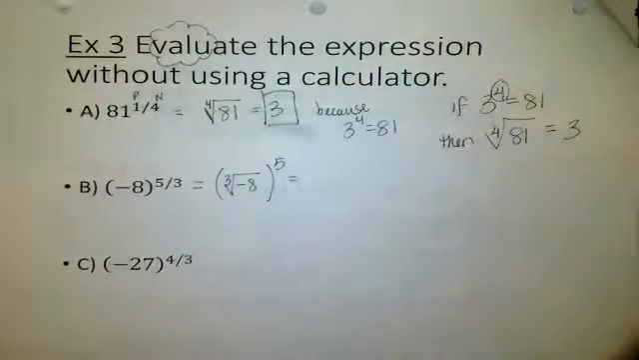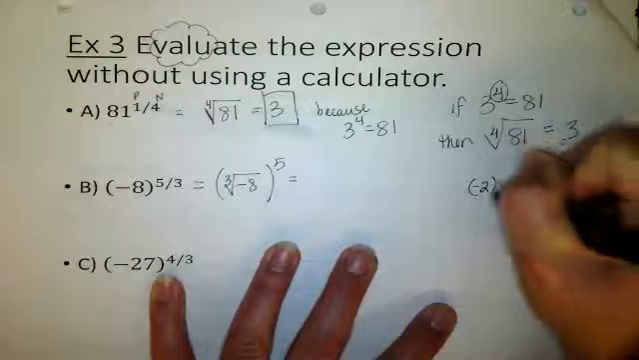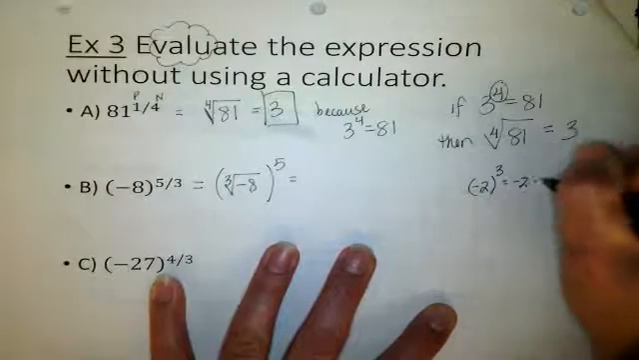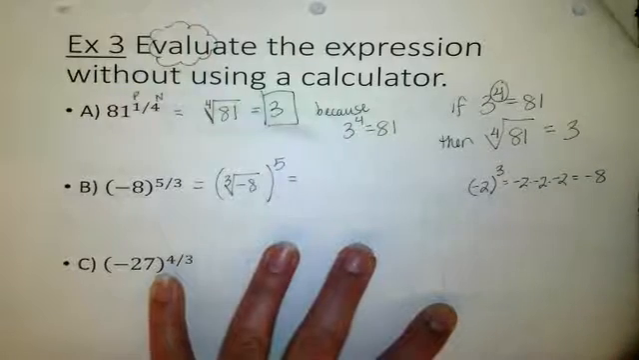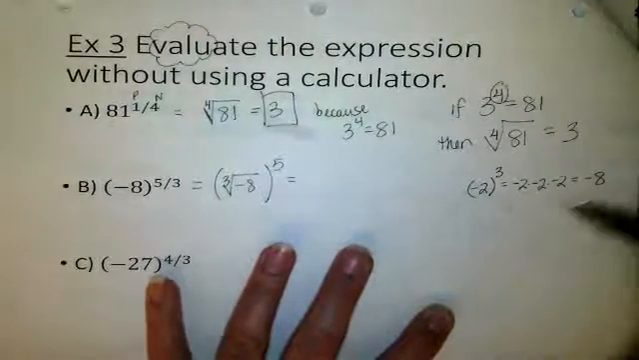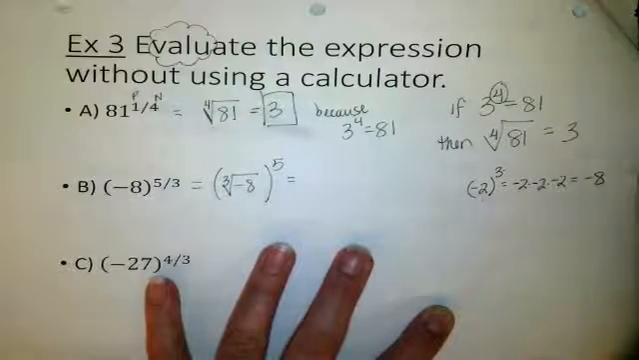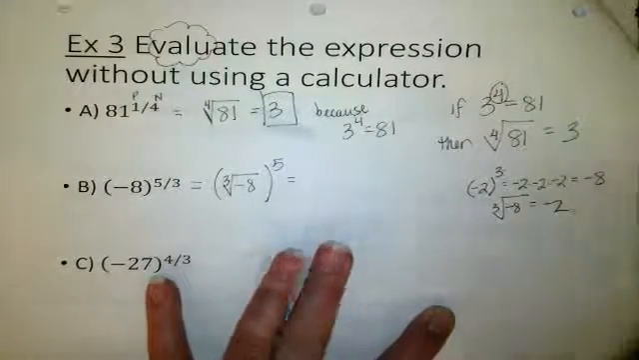Does anyone know what the cubed root of negative 8 is? Okay, so is it 2 or is it negative 2? Yeah. So negative 2 to the 3rd power means negative 2 times negative 2 times negative 2, which is negative 8. So negative 2 to the 3rd power equals negative 8, which means that the cube root of negative 8 equals negative 2.